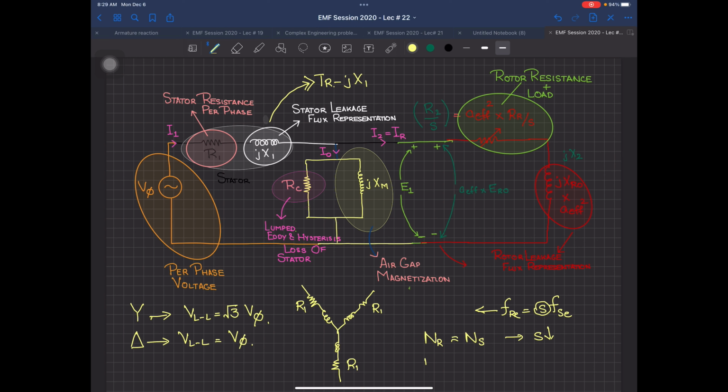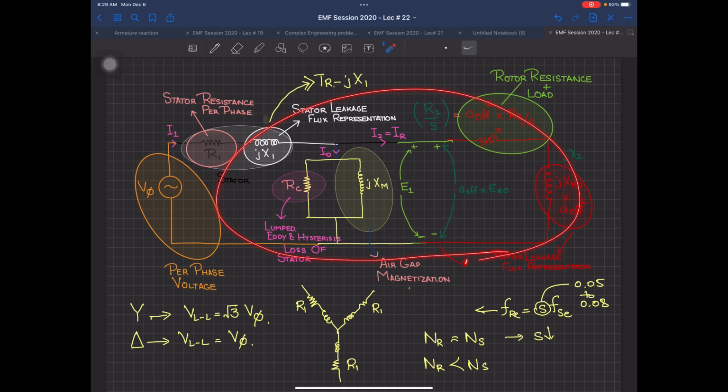Even if Nr becomes smaller than Ns under some load, your s is not going to be more than something like 0.05 to 0.08. So Fr is still small, and we can't say that Fr is a significant quantity at load. So we normally ignore the rotor core losses. In this whole equivalent circuit, you won't find any rotor core losses represented.